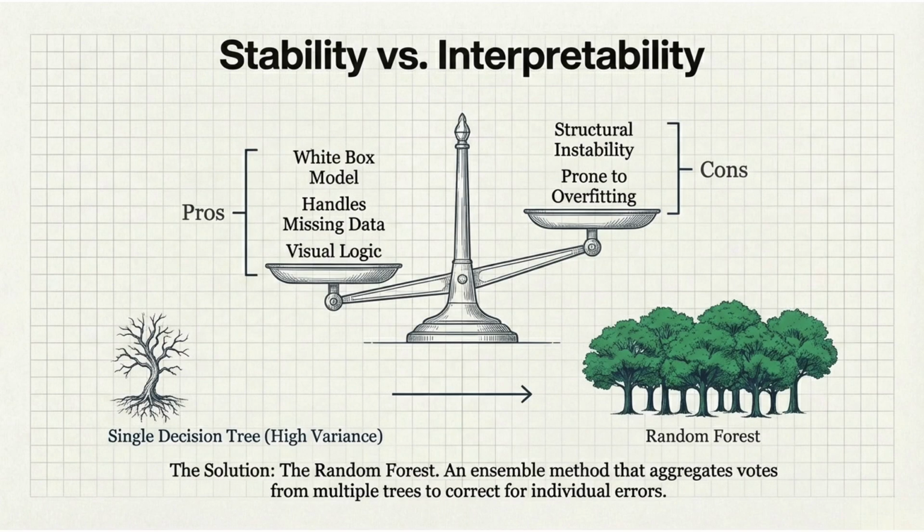A single decision tree is easy to interpret but unstable. Small changes in data can change the tree structure a lot. This makes decision trees prone to overfitting. Random forests combine many trees to improve stability. The ensemble approach gives better and more reliable predictions.